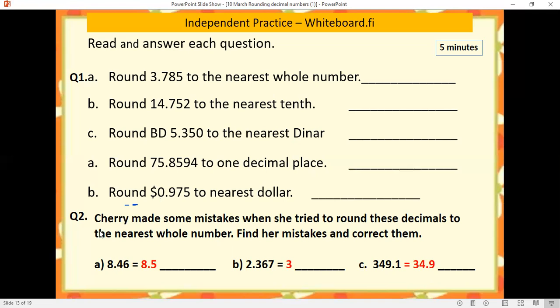Now in question 2, you need to find the mistake, like the exercise that we have done. Meaning, check whether Cherry made some mistakes when she tried to round these decimals to the nearest whole number. Find her mistakes and write the correct answer. Did she do it correctly? Yes or no? Otherwise, you're going to write the correct answer. So you have to write this one in your notebook and submit it to me.